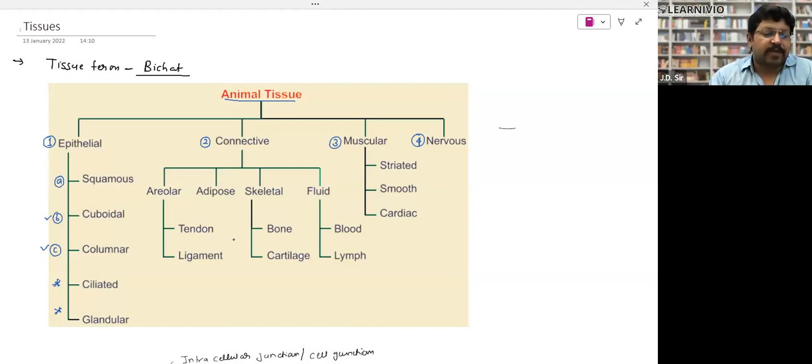Muscular tissue is further divided into striated, smooth, and cardiac. We'll study each of them later. Did you get that? If you got that, please note it down. Copy quickly and tell me that you have copied it. Then we will start from the epithelium.